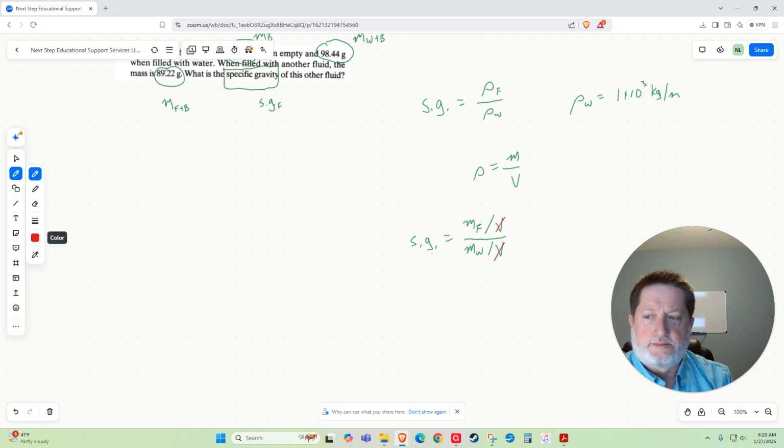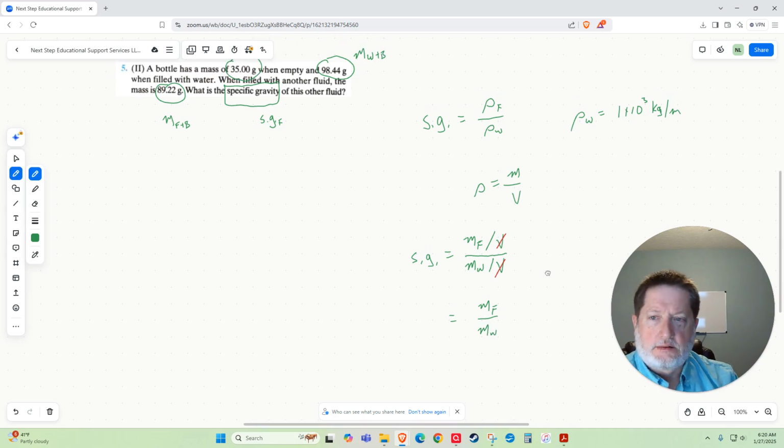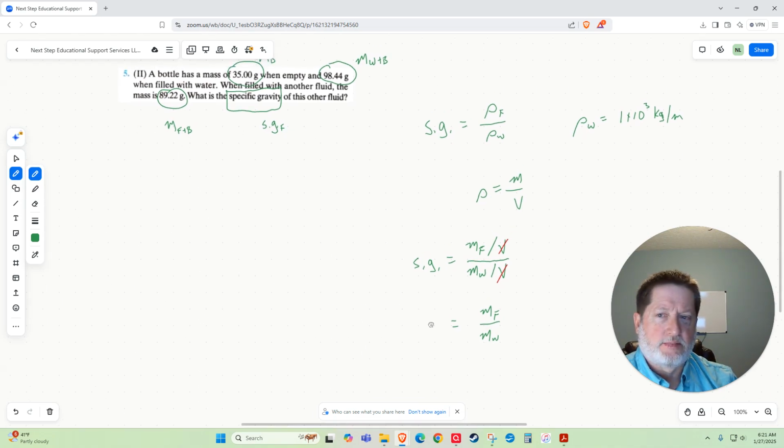So those volumes cancel. I find that for this problem, in this case, it might be mass of the fluid, the mystery fluid, divided by the mass of the water. But again, that's because the volumes are the same. Now looking at the values I have up here, the numbers I actually have are the mass of the water plus bottle and the mass of the fluid plus bottle. So rather than make this real formal, I'm just going to subtract off the 35 grams for the bottle in each case as I enter my numbers.